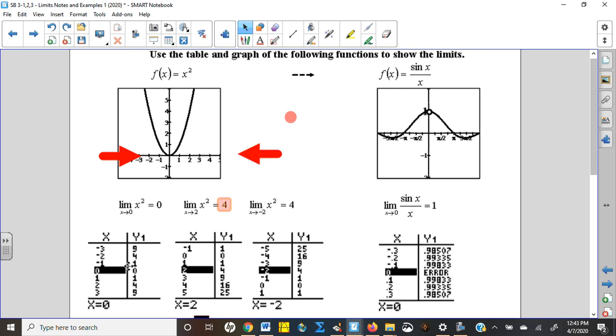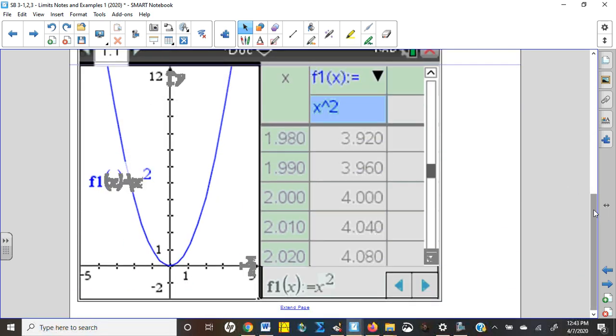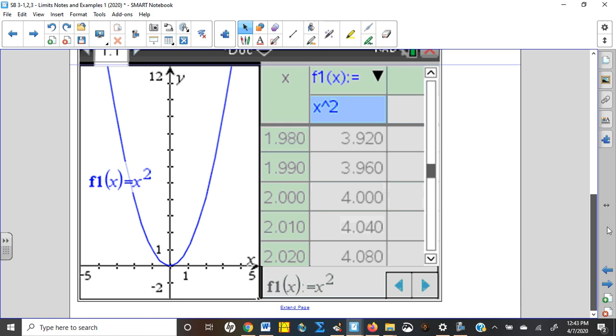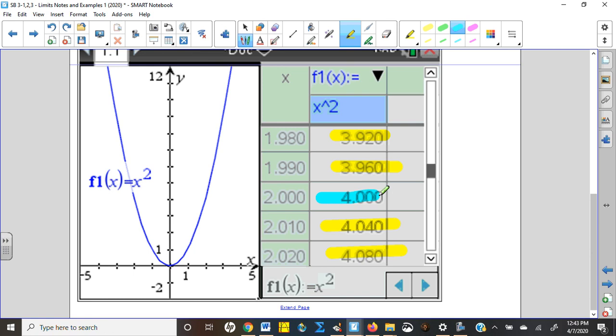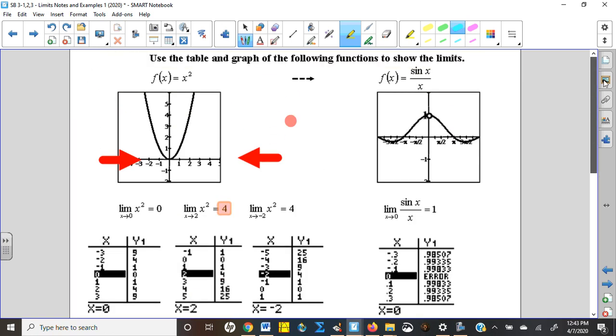These tables kind of indicate what's happening, although I have some better tables down here off the newer calculators that show that instead of just going toward 2 by ones, I'm actually going toward 2 by 0.01s. And so you get a better sense of how very close these values are indeed getting to 4. Now, once again, because this is a continuous function, the limit is equal to the y value there, and that's going to be a big idea that we talk about in the future. But for now, we just want to know what the limit is equal to.